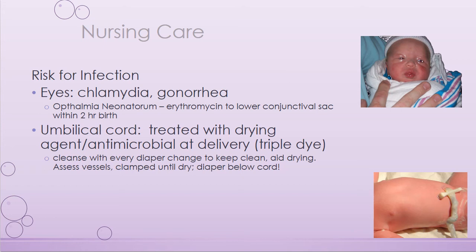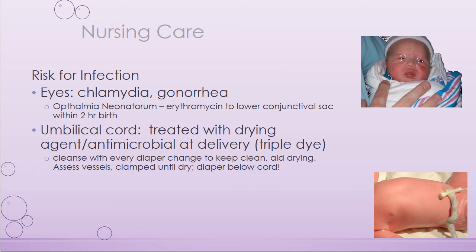Babies are also at risk for infection. Now, we do ophthalmia neonatorum prophylaxis, erythromycin to the lower conjunctival sac within 2 hours after birth. That is to protect against chlamydia and gonorrhea. Does that mean that every mom has it? No. Another area of infection that we have to be aware of: we have to teach our moms to fold the diapers down below the umbilical cord. We do not anymore add alcohol to the cord for drying.